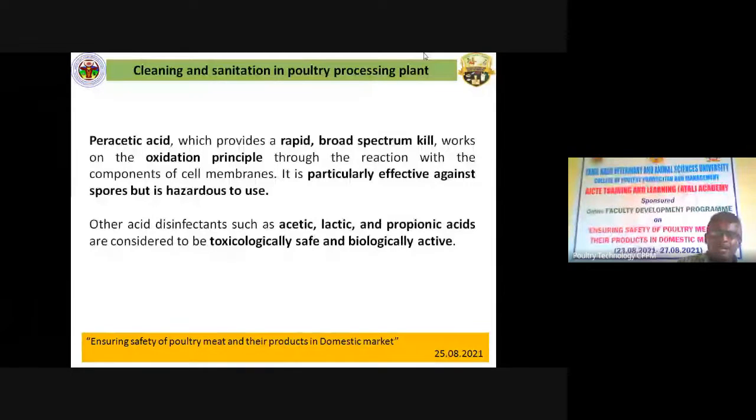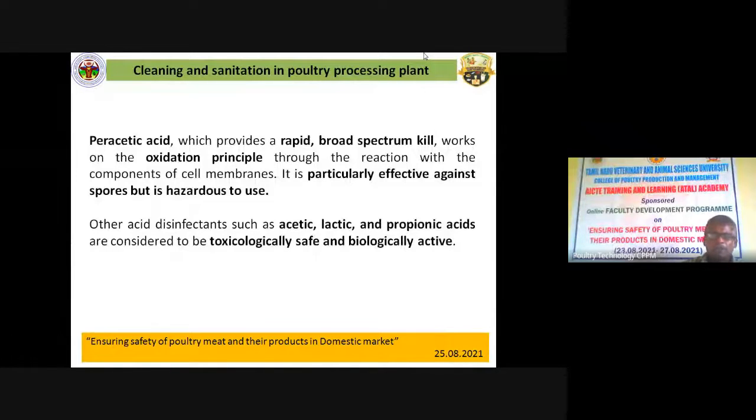Then other commonly employed disinfectants include acetic acid, lactic acid, and propionic acid. They are generally recognized as safe chemicals. They are also used to disinfect the meat as such. These are weak acids, organic acids, and they are available in undissociated form as well as dissociated form.